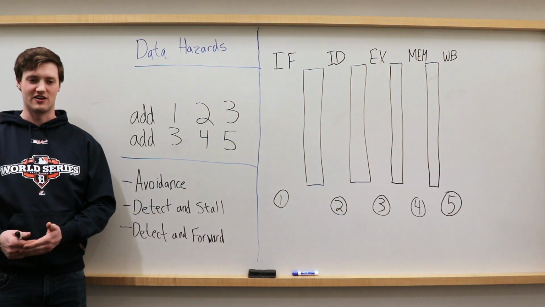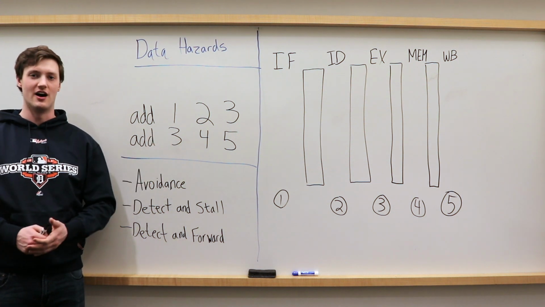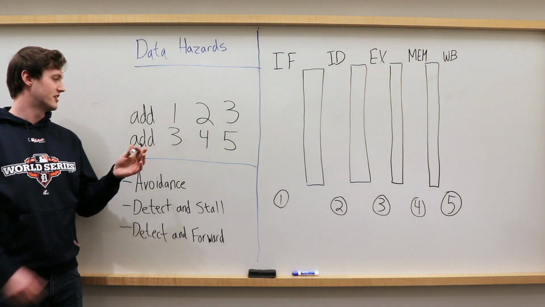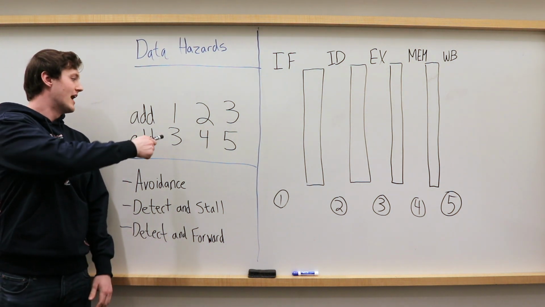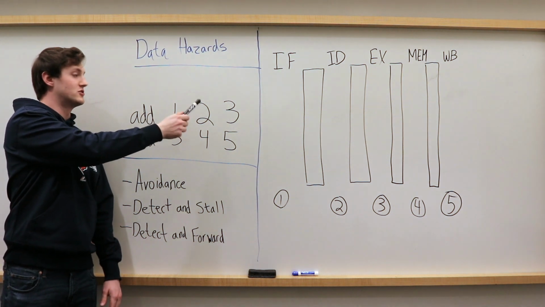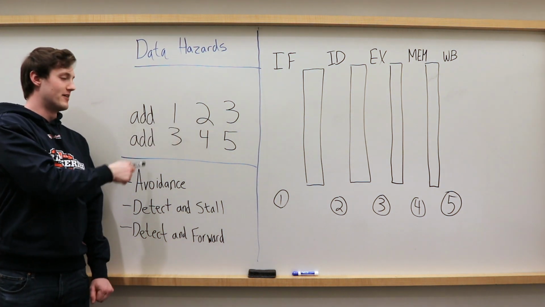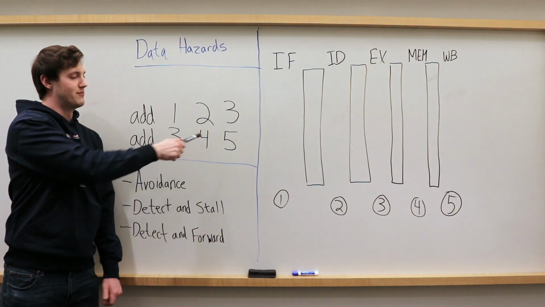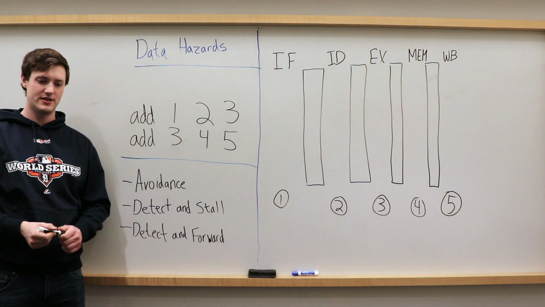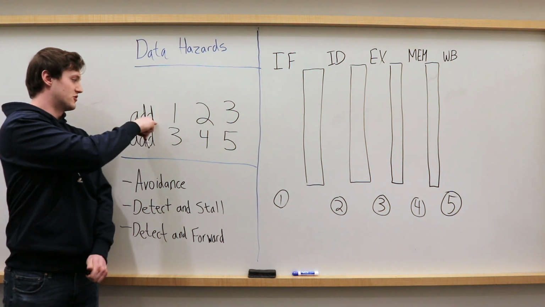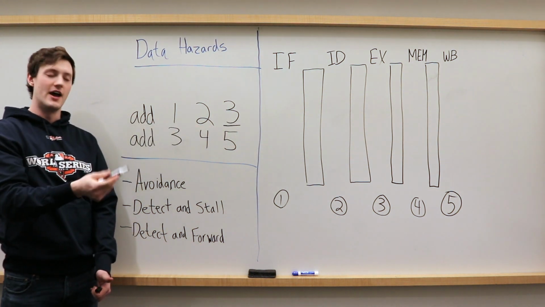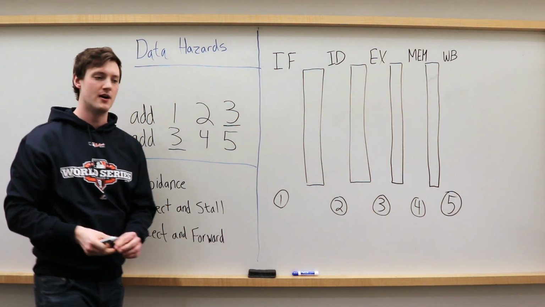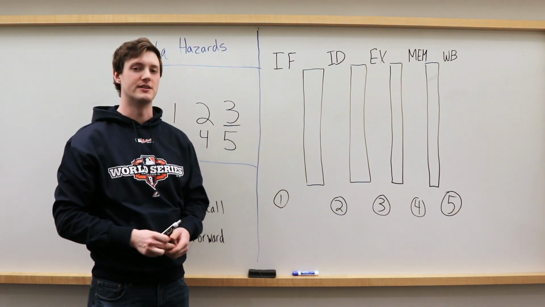So data hazards occur in the pipeline implementation of a data path for instances such as this. When we look at this code, we see that the first instruction is adding registers 1 and 2 and then storing it into register 3. And then in the very next instruction, we're using register 3 to add it to register 4 and then put it in register 5. So what's the problem with this? The problem is that we are storing a value in register 3 and then immediately using it for the next instruction. And that's a problem because of the way that this particular pipeline is implemented.